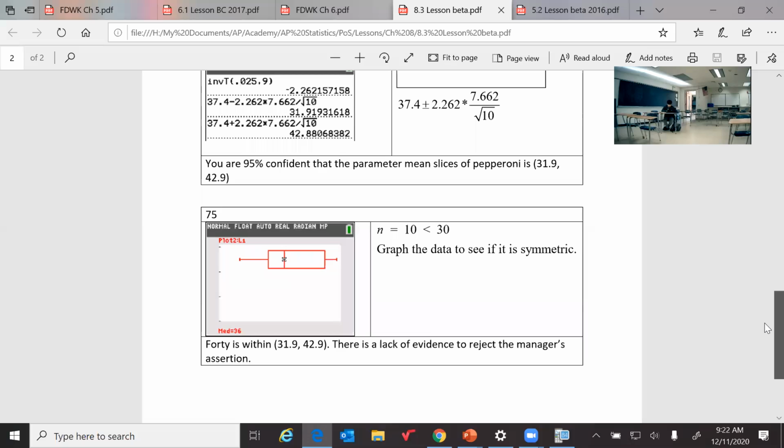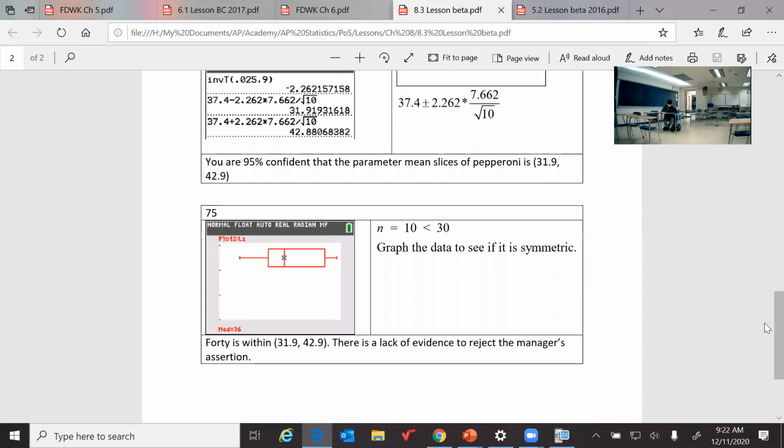Here's the box plot. Okay, your sample size is not large enough to assume normality, but the box plot is essentially symmetric. That would go with your conditions. The restaurant is claiming 40 slices of pepperoni. Yeah, that's in the interval. There's a lack of evidence to reject the manager's claim that they're putting 40 slices on each pizza. Okay? So that's that for this section.